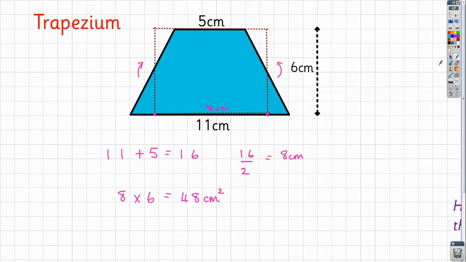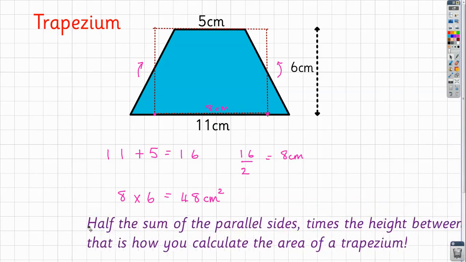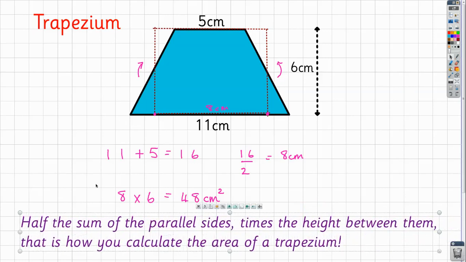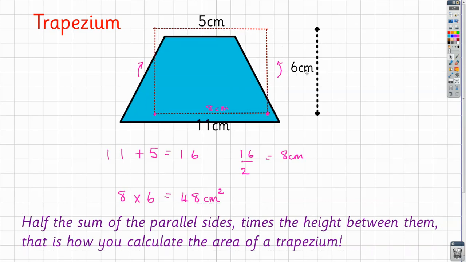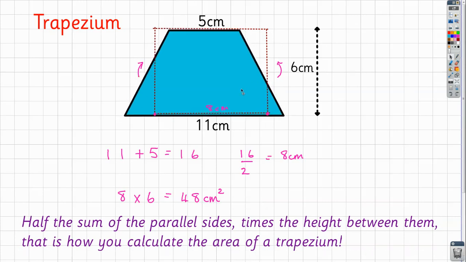Now, students taught by me know this as a rhyme. So half the sum of the parallel sides, so we added the parallel sides and we halved it, times the height between them. That is how you calculate the area of a trapezium. So we add up the parallel sides and we halve it, and then we multiply by the height between those two parallel sides. Okay, let's have a look at an example.